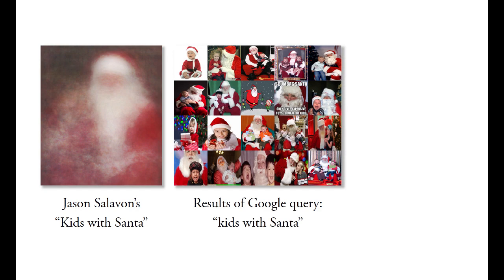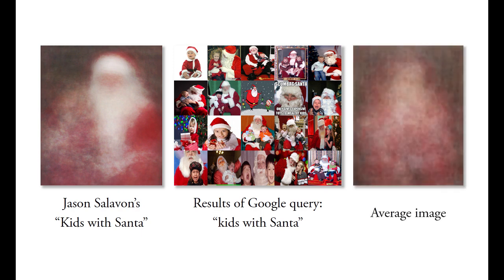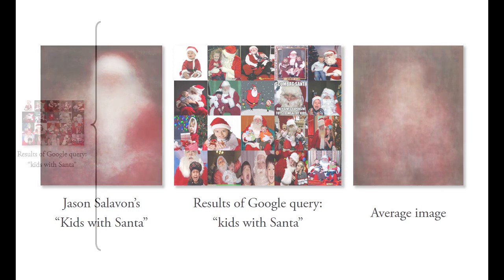Here are example images downloaded from Google Images using the same search term, Kids with Santa. And here's the average image created by averaging the top 100 retrieved images. Notice how blurry the average looks compared to Jason Salvan's results. The reason for this is twofold.